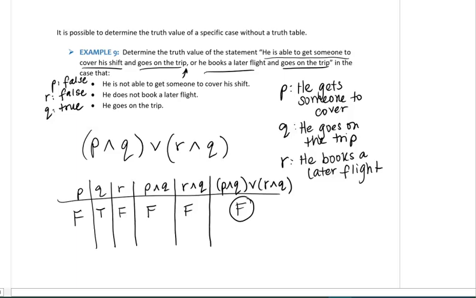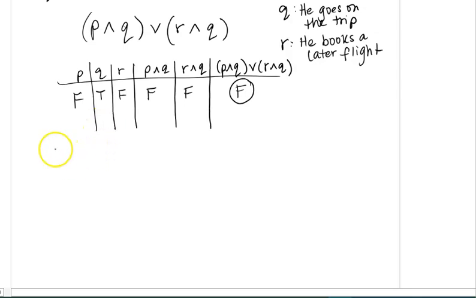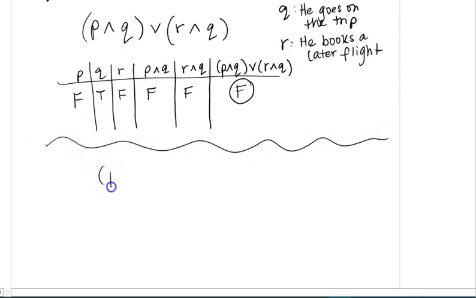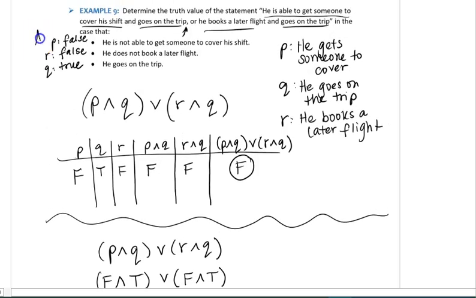The other option, instead of the truth table, is to just insert the values into the simple statement, and then work it out. So here's a different way to do it. In this particular case, P is false, Q is true, R is false, Q is true. So whenever I see a P, I'm putting a false in there. Whenever I see an R, I'm putting a false in there. And whenever I see a Q, I'm putting a true in there.